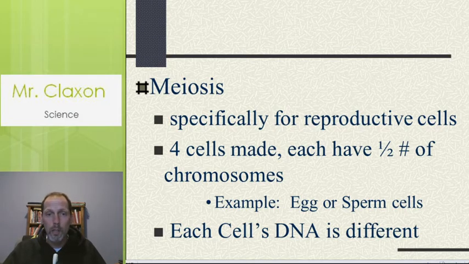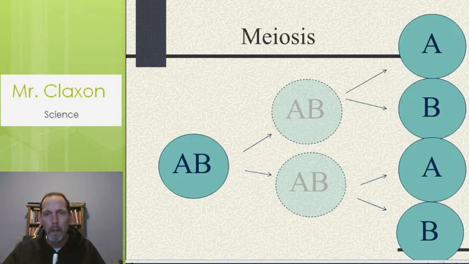Instead of 2 identical cells, you get 4 cells, and they each have half the chromosomes, and they are each genetically different DNA. And what you're going to find is, whether you're talking about plants, animals, or humans, they still use those same words, egg and sperm cells. So it seems kind of strange to talk about trees and sperm cells, but that's what they do, and that's how biologists describe these male reproductive cells and female reproductive cells.